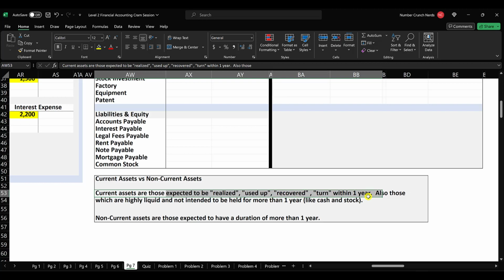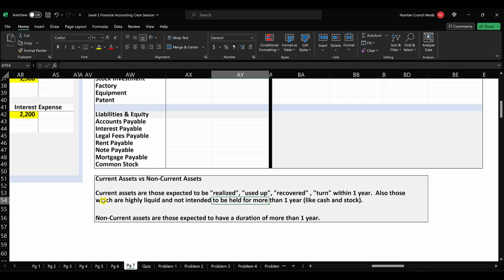Well, think about inventory. When accountants talk about inventory, they say inventory turns, meaning you buy it, you sell it, you buy it, you sell it. It keeps turning over, and that's what that means. So inventory is something that is expected to turn in less than a year. Realized, used up, recovered, those are other terms used in relation to assets that are supposed to have a duration of less than 1 year.